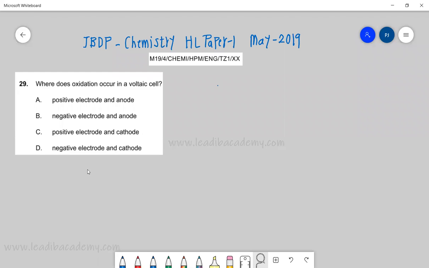Let's look into the next question. Question number 29. Where does oxidation occur in a voltaic cell? Now very, very straightforward. As I told you, oxidation means only anode. That should be crystal clear, irrespective whether it is a voltaic cell or electrolytic cell. Straightforward. And please do remember that in case of voltaic cell, anode is negative.